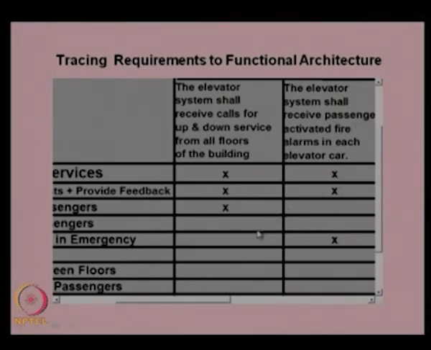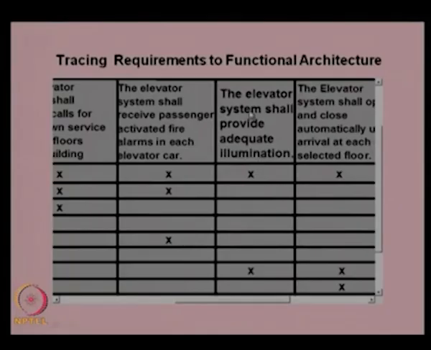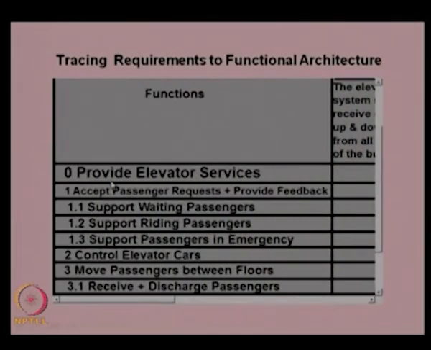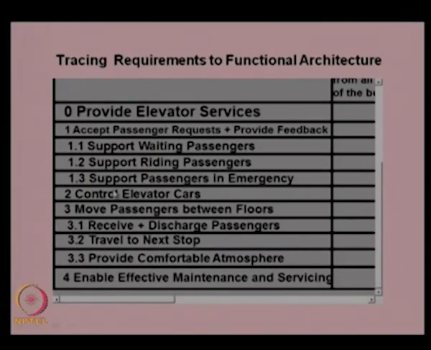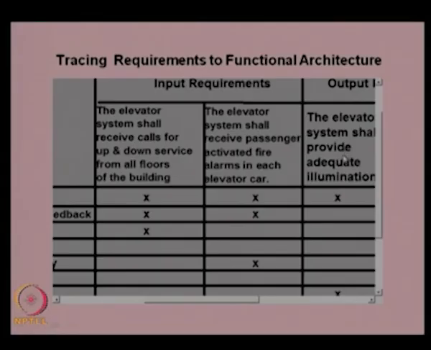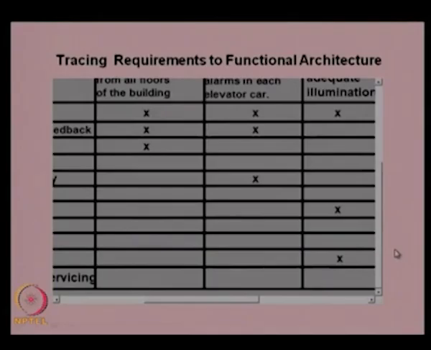System shall receive passenger activated fire alarms for an emergency case. Similarly, system shall provide adequate illumination. So, if you look at all these functions, you can see that they are used for satisfying the provide elevator service requirement. Similarly, we can find out other requirements like control elevator cars or move passenger between floors. We can identify which are the requirements satisfied by a function, or which are the functions satisfying a requirement. You can look at this: the elevator system shall provide adequate illumination is one requirement. We can see that there are 1, 2 and 3 functions which satisfy this requirement.